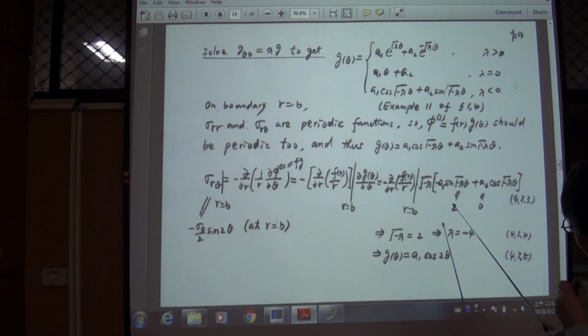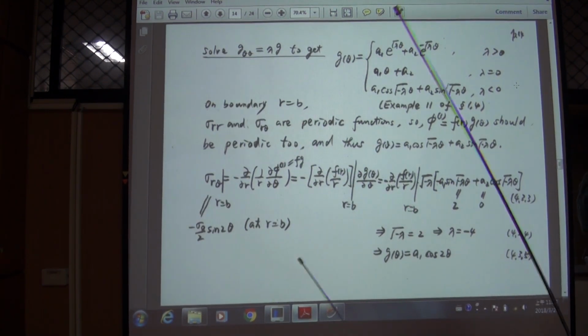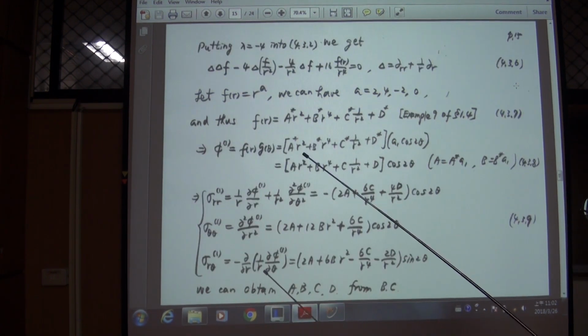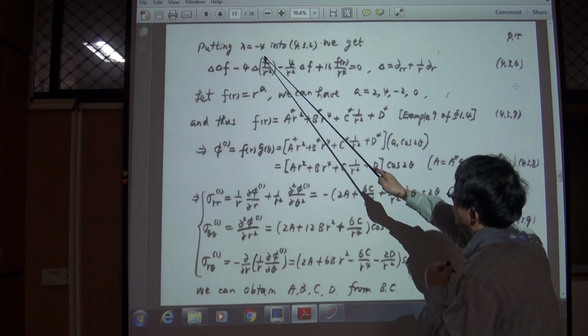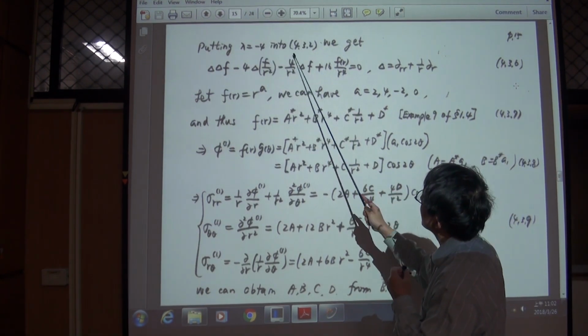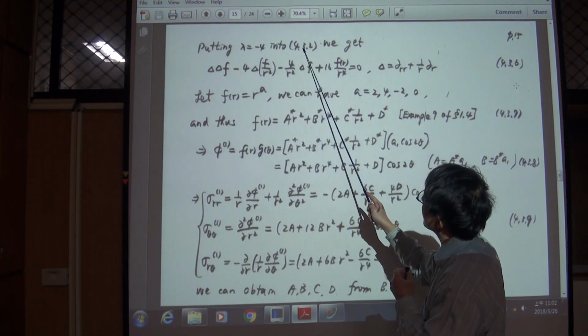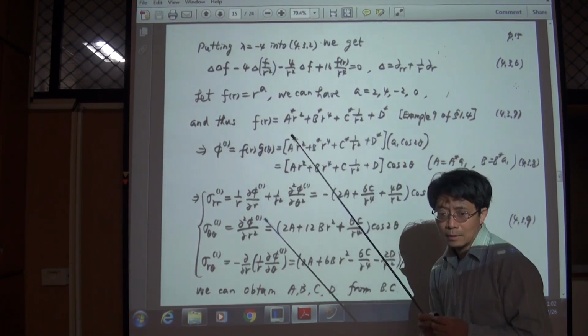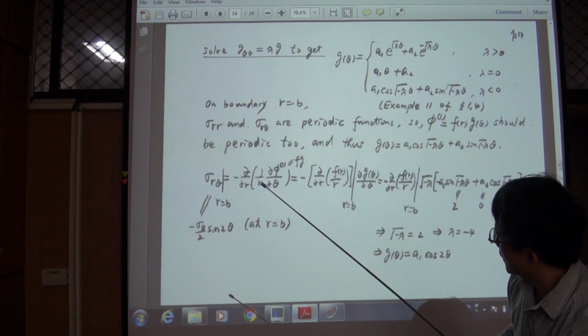And also, lambda equal to minus 4. Another job is to compute F. Lambda equal to minus 4. So we put this value into 4.3.2 to get this equation. Understand? Let me show you.